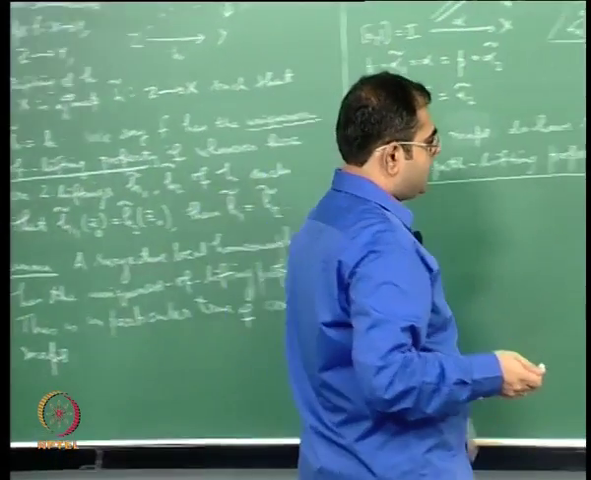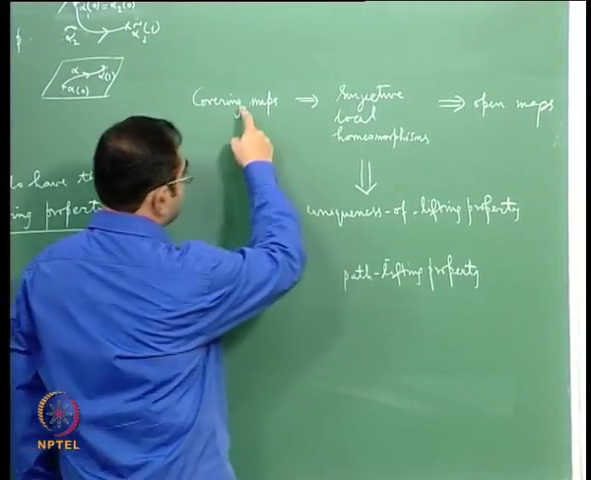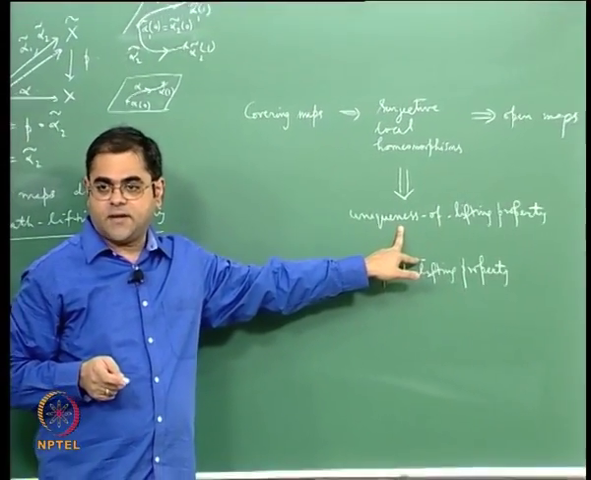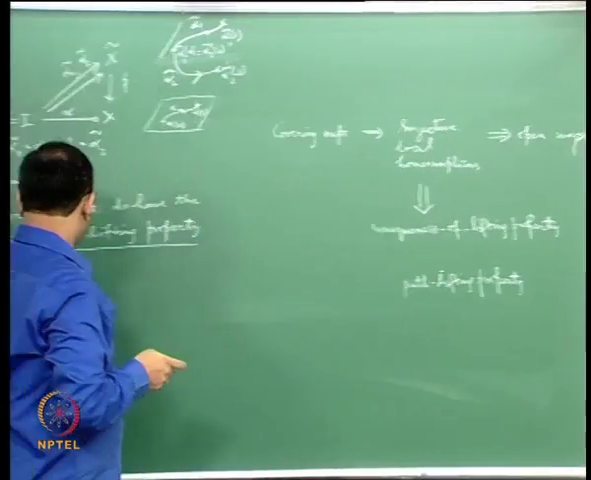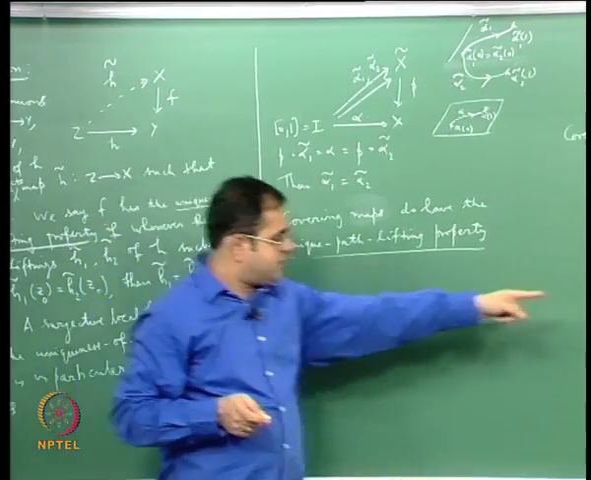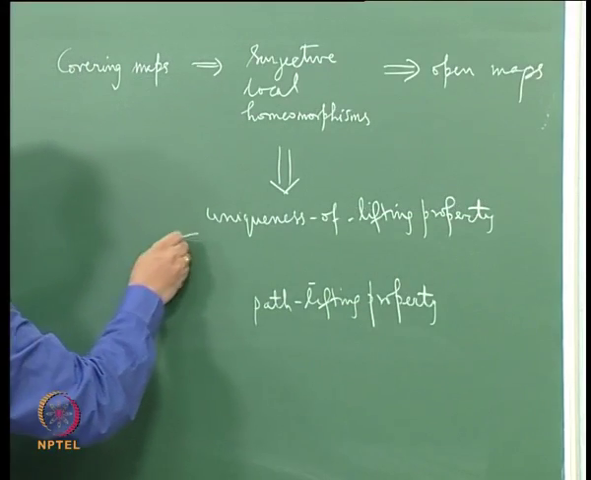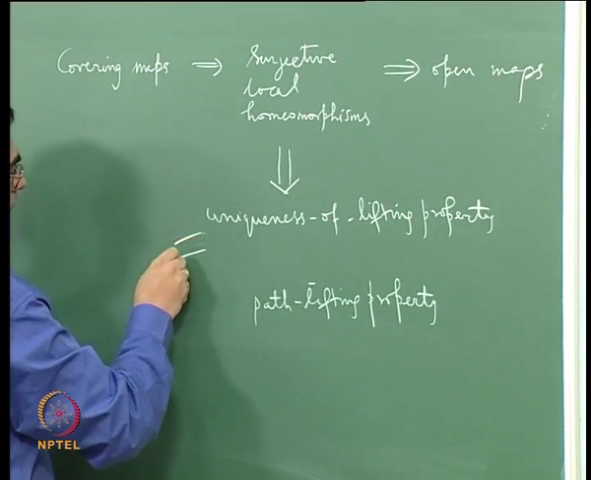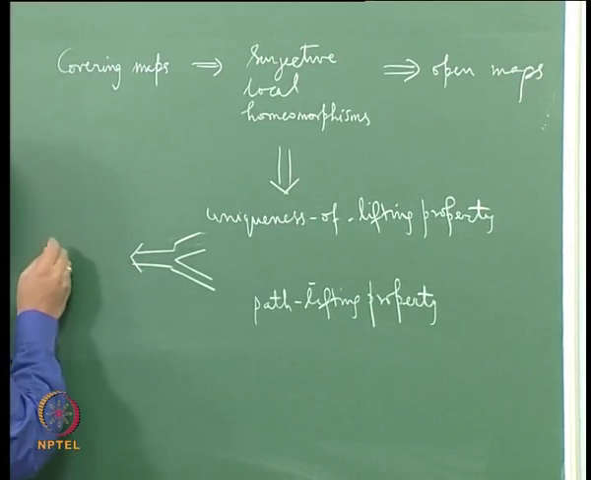So what I was trying to say is if you take a covering map you are going to get a uniqueness of lifting property, okay, because of this series of implications, and I am also telling you here that there is a path lifting property, which means that you also have the existence of lifting paths, okay, and these two put together give you the unique path lifting property.